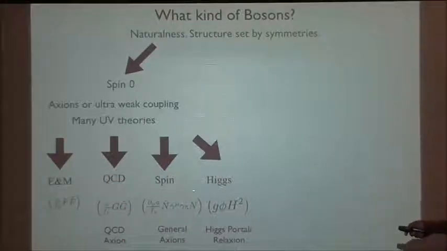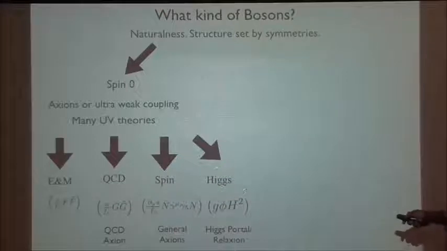axion. Then it can couple to spins of nuclei through this coupling, derivative mu a, n bar gamma mu gamma 5 n, or it can couple directly to the Higgs boson through this coupling g phi Higgs squared, and that's called the Higgs portal or the Relaxion coupling. So those are the 4 possible ways in which a light boson can couple to us and still be protected from quantum corrections, which would give it mass.